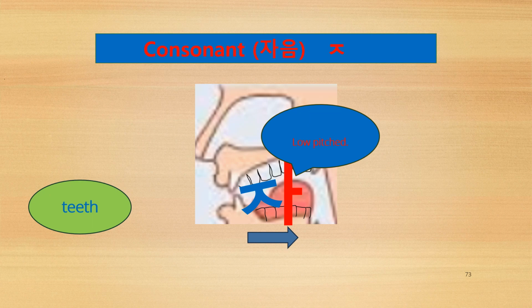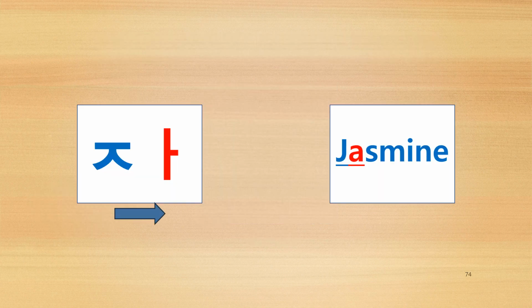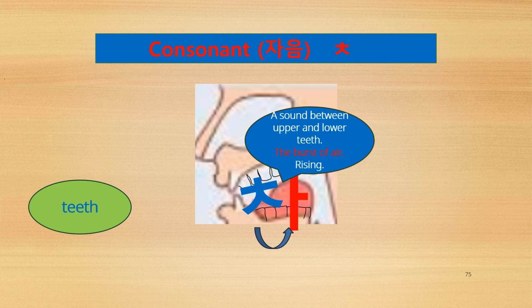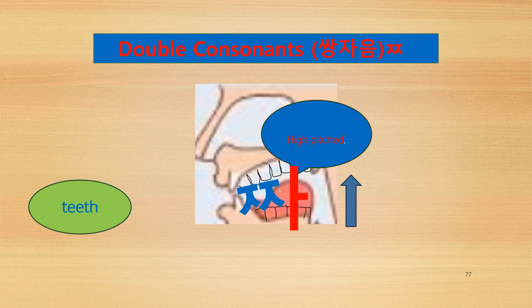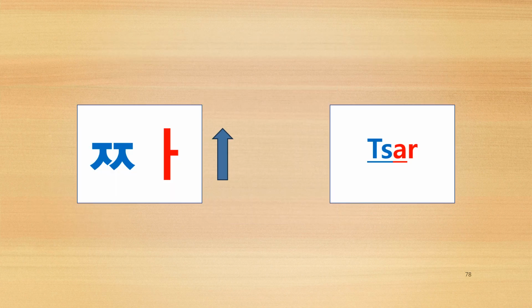And the cha, low pitched, and jasmine in English. And the cha, burst of air rising. Cha, chart, but no I sound. And the ja, high pitched. The ja, okay, in Russian.